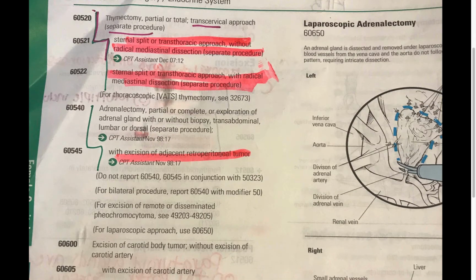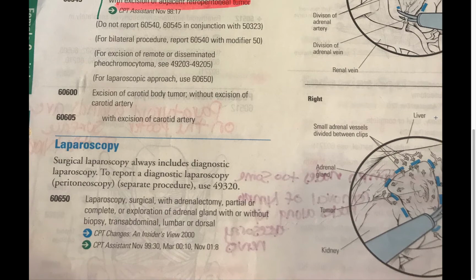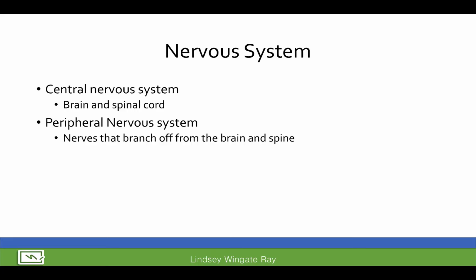Notice all of the parenthetical notes under 60545. The laparoscopy section includes all of these procedures, but done laparoscopically. The endocrine system was very short, so this chapter is included with the nervous system. The nervous system is broken down into two parts: the central nervous system, which is the brain and the spinal cord, and the peripheral nervous system, which is the nerves that branch off from the brain and the spine.